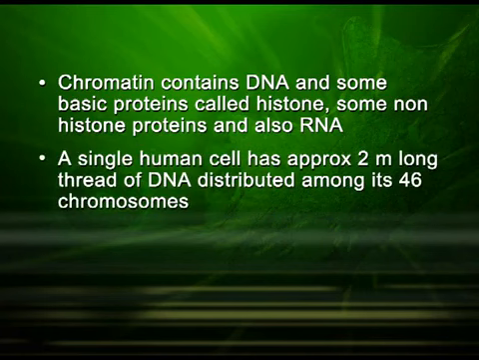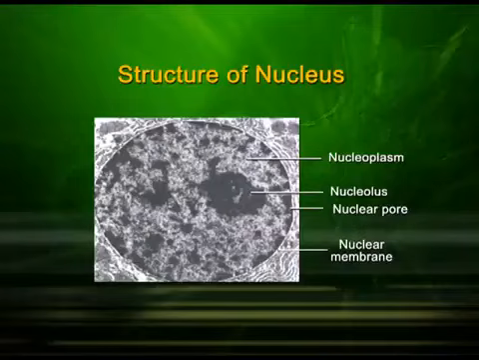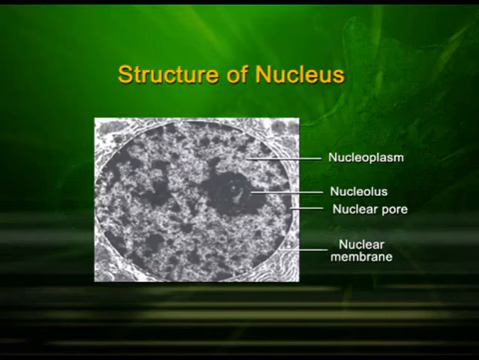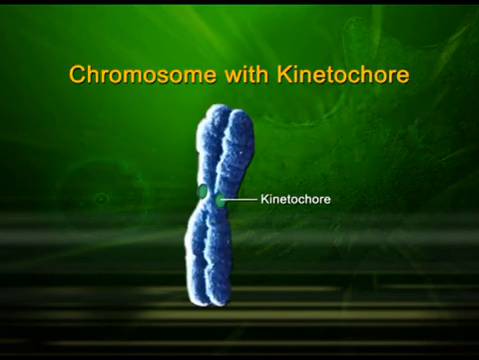A single human cell has approximately a 2-meter long thread of DNA distributed amongst its 46 chromosomes. During cell division, cells show structured chromosomes in place of the chromatin. Let us have a look at the picture of a nucleus. Every chromosome essentially has a primary constriction or the centromere, on the sides of which disc-shaped structures called kinetochores are present. Have a look at this picture of a chromosome showing the kinetochores at the centromere.